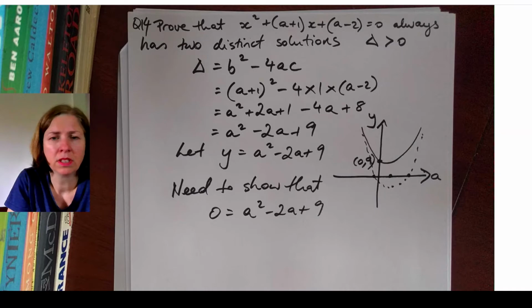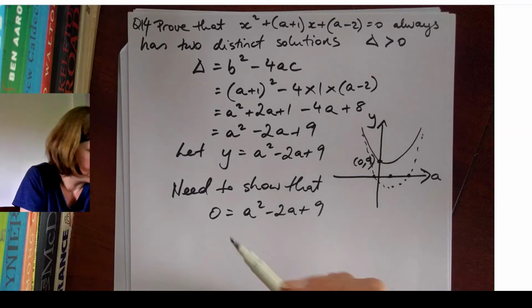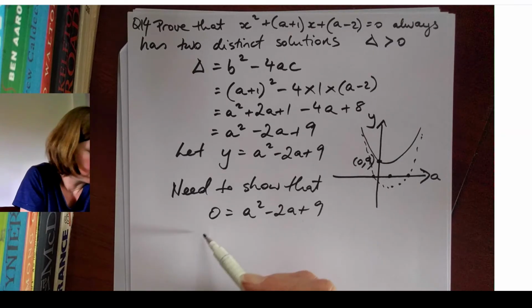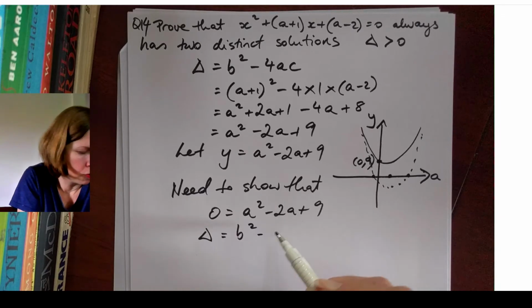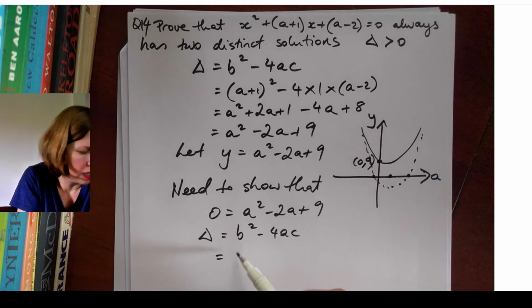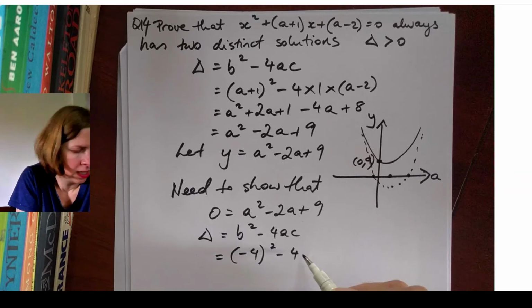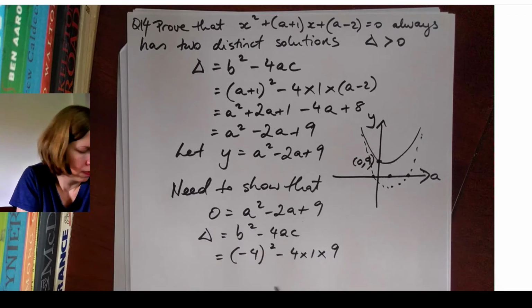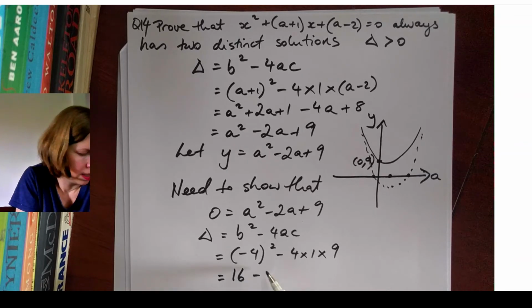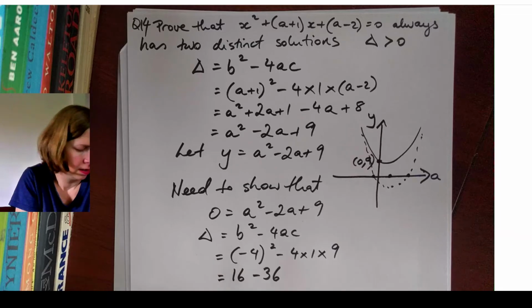So what I'm going to do there is use the discriminant once again. The discriminant of this is equal to b squared minus 4ac, which is negative 4 squared minus 4 times 1 times 9, which is 16 minus 36, which gives me negative 20.